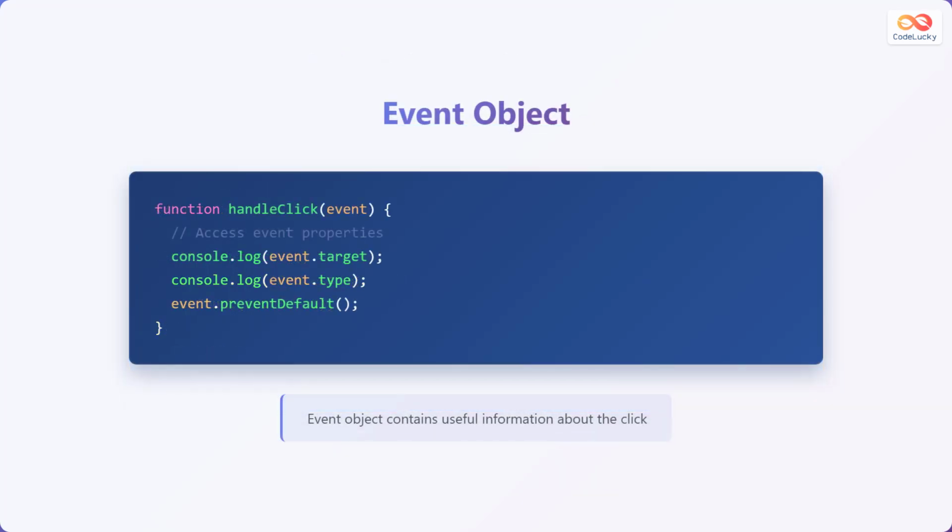The event object provides valuable information about the event that occurred, such as the target element that triggered the event and the type of event. This object is automatically passed to the event handler function as an argument. Inside the handleClick function, you can access properties of the event object, such as event.target, to get the element that was clicked, and event.type, to get the type of event. You can also use methods like event.preventDefault to prevent the default behavior of the event.